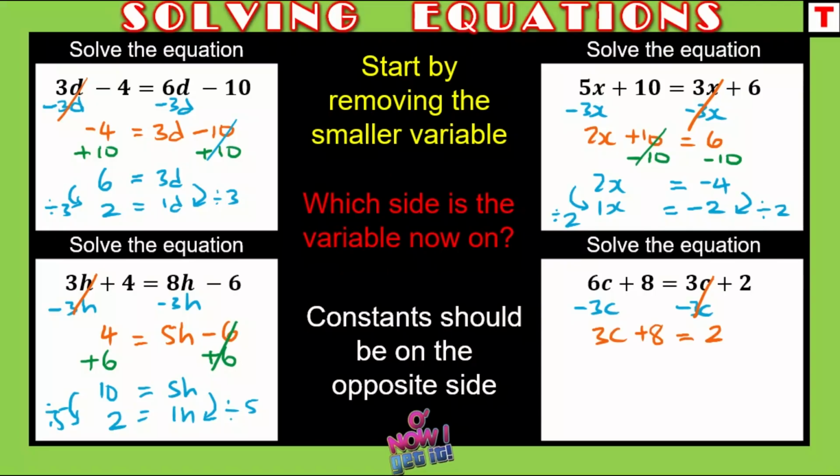The second thing that we do is, which side is the variable now on? The variable is now going to be on the left hand side. So we need to move this 8 to the right hand side by subtracting 8 from both sides. Opposites are going to cancel. So now on the left hand side we have 3c is equal to 2 take away 8. 2 take away 8 is negative 6.